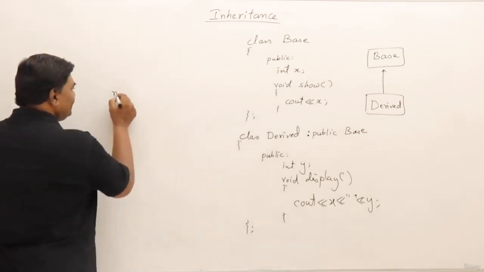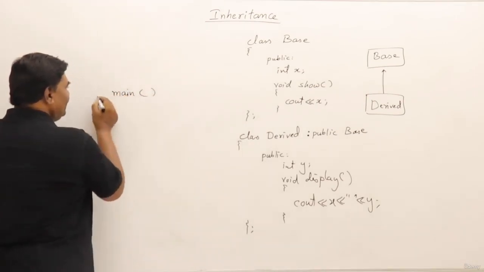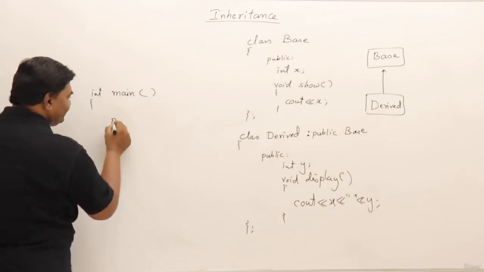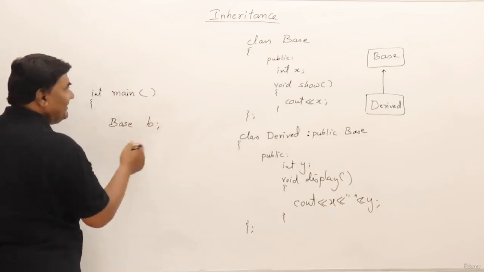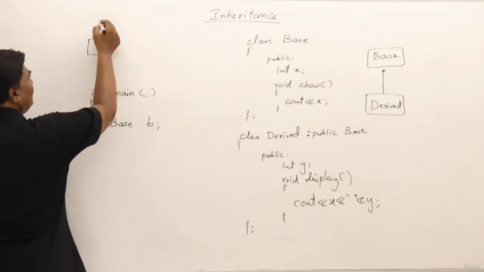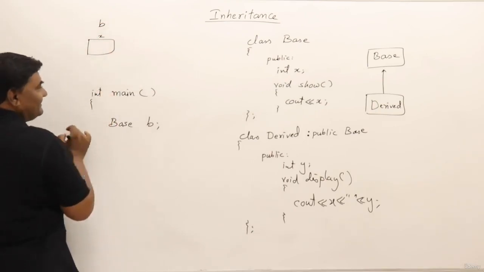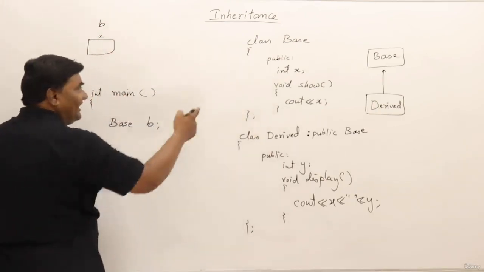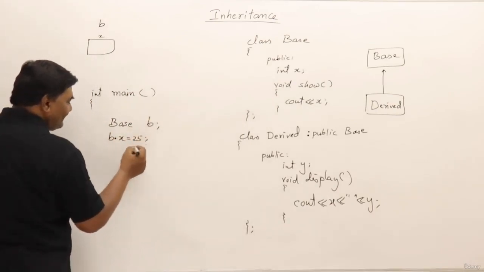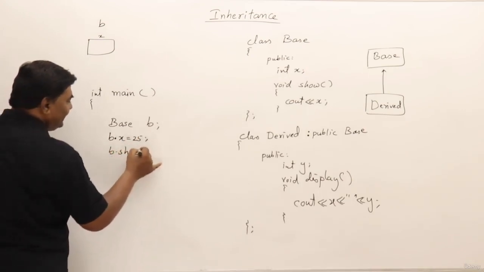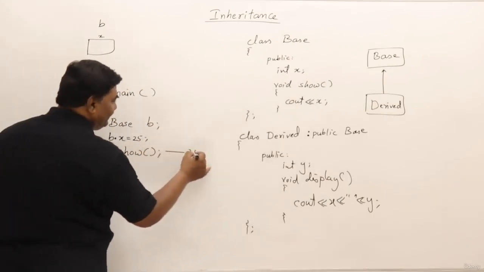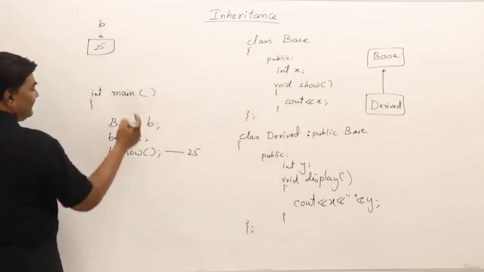See, inside the main method, int main, void main, whatever you want to write. So now I will create the object of base, b. So what happens when I create an object of base? It will have only variable x. This object will have only variable x, and it is having one method, that is show. As everything is public, I can access that. So I will say b dot x assign 25. Then I will say b dot show. What will be displayed? It will be displaying x. So what is the value of x that I have set? 25.